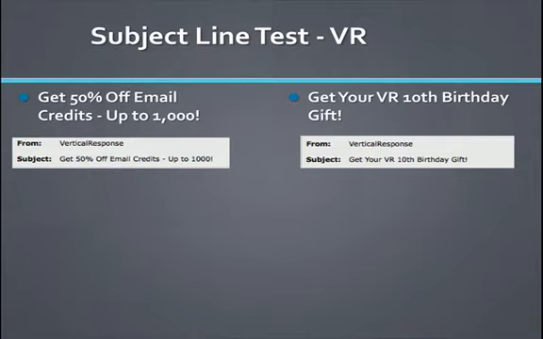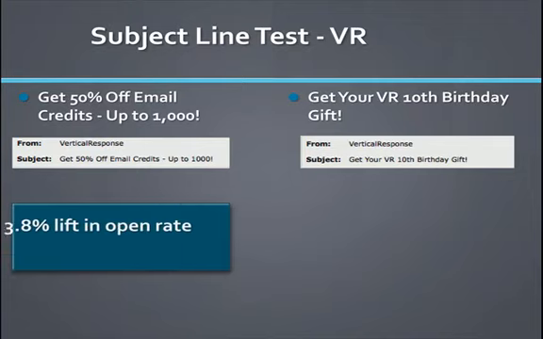And on the right-hand side is the one that sounded a little more mysterious. Get your VR 10th birthday gift. Other than the subject line, all the rest of the content of the email was exactly the same. So this is just the subject line that we changed. And so the one that had the best performance was Get 50% off email credits up to 1,000.